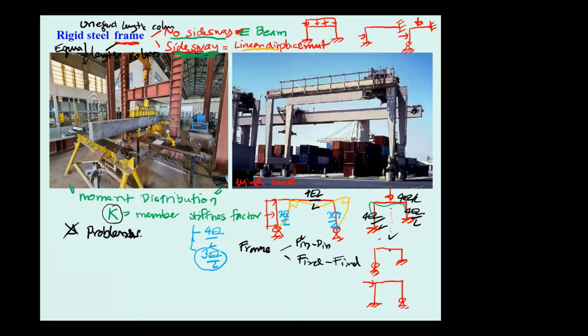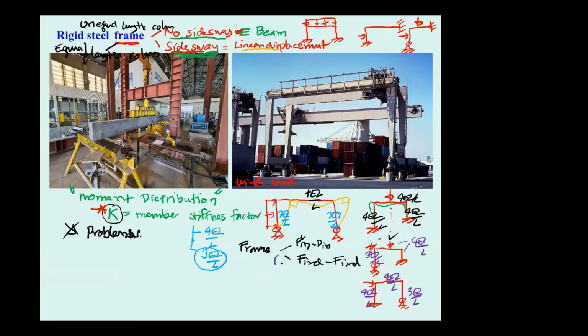When we consider this kind of structure again, you are going to use your knowledge to analyze the frame based on what we learned. This is going to be 4EI over L. This is going to be 3EI over L. This is going to be 4EI over L. But this one is 3EI over L, and the rest of these two are going to be 4EI over L.